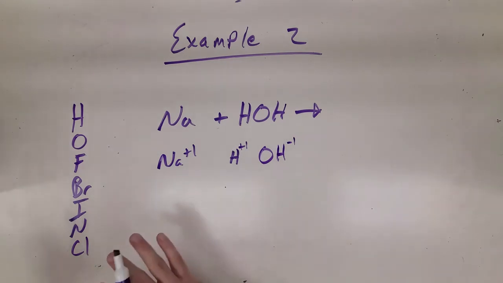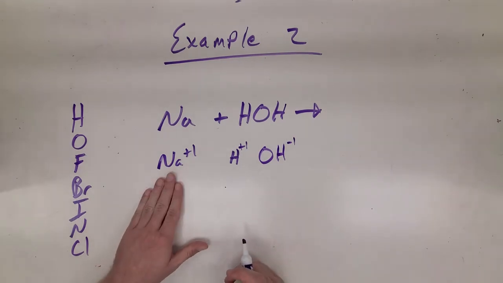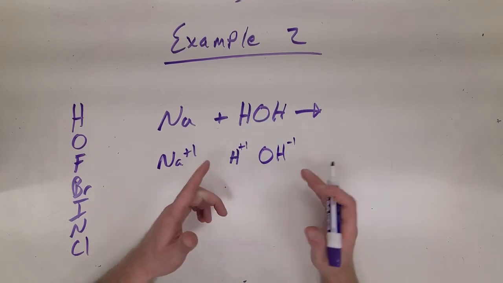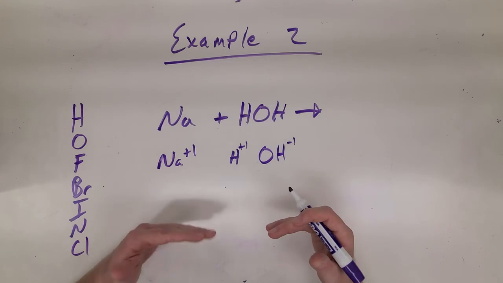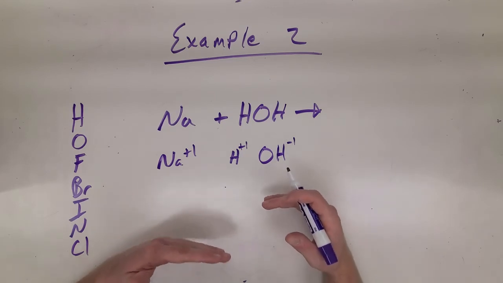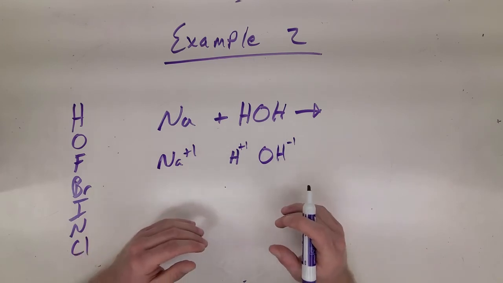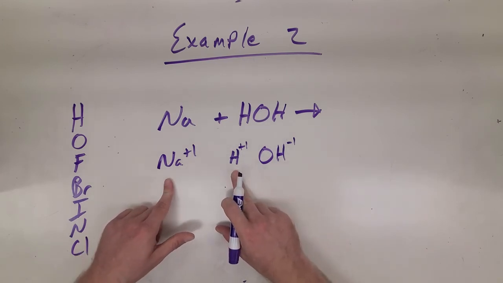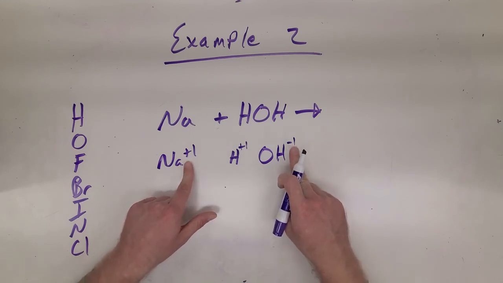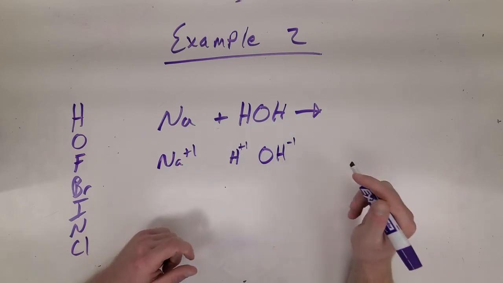Now we follow the same thing as last time. Sodium is by itself. It's going to want to bond with either this hydrogen or this hydroxide. If the charges are the same, they're not going to want to bond with each other. If they are opposite in charge, positives and negatives, they're going to want to bond with each other. Hydrogen has the same charge, so we're not going to go with that one. Hydroxide has a negative. Sodium has a positive. These guys are going to want to bond with each other.